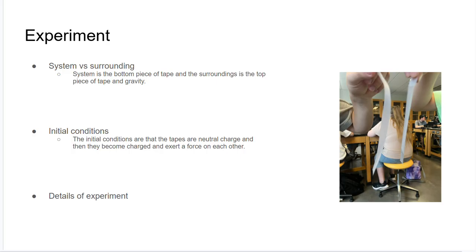Then we would take these two charged pieces of tape and set them up. We'd put one acting like a bridge between two books, and we'd put the other piece of tape on top of it, and they would exhibit some type of force in which they would move apart from each other, which was clear that there is some type of force acting on these objects that is greater than gravity. It's able to counteract the force of gravity that is forcing both of these tapes down.